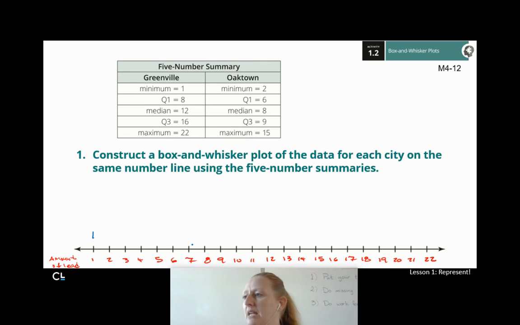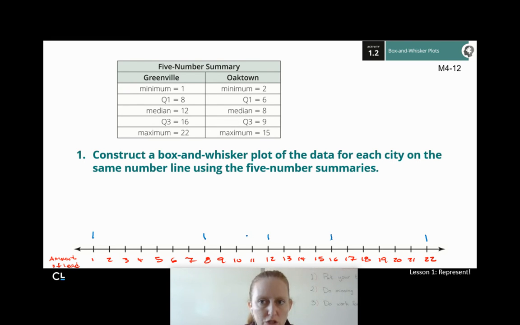Quartile 1 is at 8, so 5, 6, 7, 8. So there's quartile 1. My median is at 12, so there's the next one. My third quartile is 16. Boom, there's that. And my maximum is all the way up at 22. All right. So here's my 5 number summary. 1, 2, 3, 4, 5. All 5 numbers are there. Minimum, quartile 1, median, quartile 3, and the maximum.